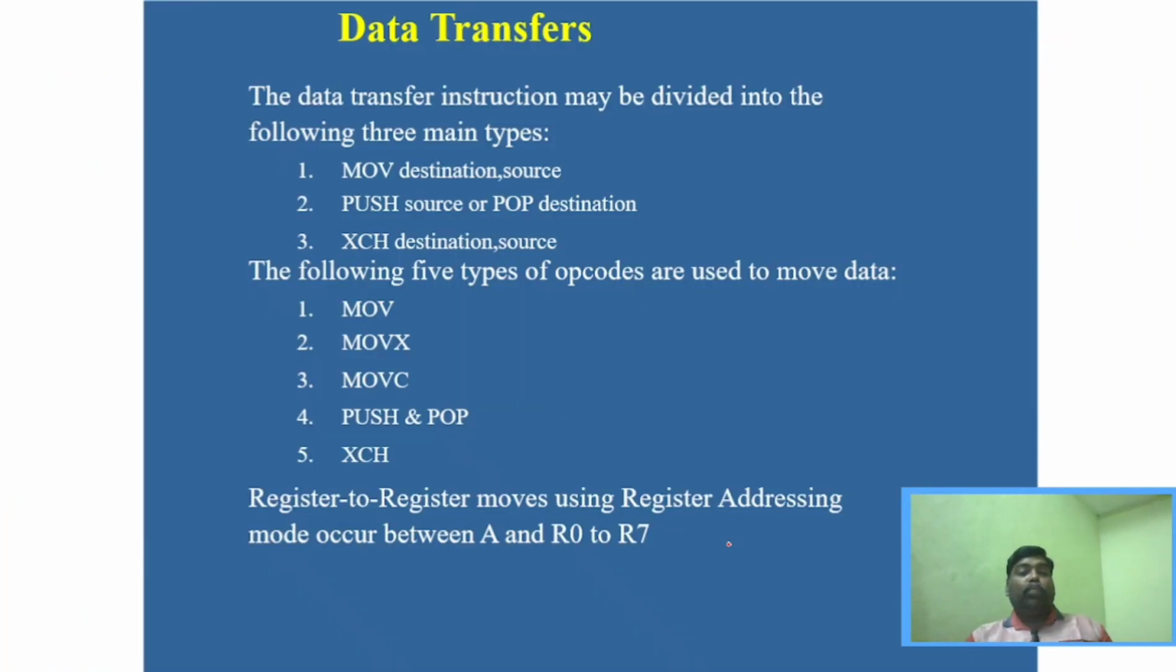We will start with what are move instructions. When it comes to data transfer instructions, we have these three: move destination comma source, and similarly push source or pop destination, similarly XCH, that is exchange, destination and source. In all the instructions you will have destination comma source, as I said. And when it comes to data transfer, you can see these are the 5 different opcodes which we use: move, move X, move C, and push and pop, as well as exchange.